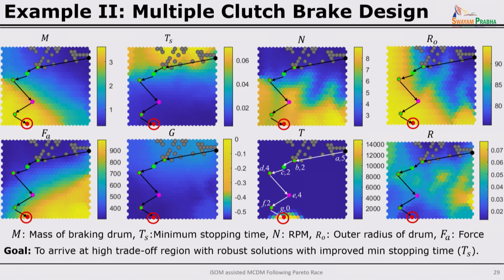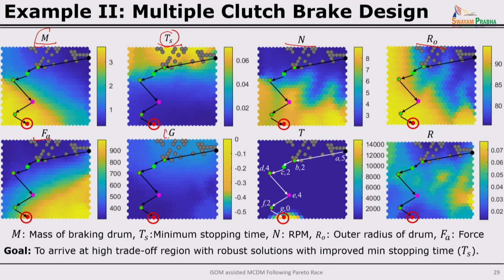So this is the last example that I would like to show. In this case, there are 5 different objectives, and this is the multiple clutch brake design problem. The 5 objectives are mass, minimum stopping time, RPM, outer radius, and force. Let us analyze how they are interacting. If I look at mass and minimum stopping time, they are conflicting with each other. If my mass is high, the minimum stopping time will be less because of inertia. And similarly, we can see other objective conflictiveness behavior as well.